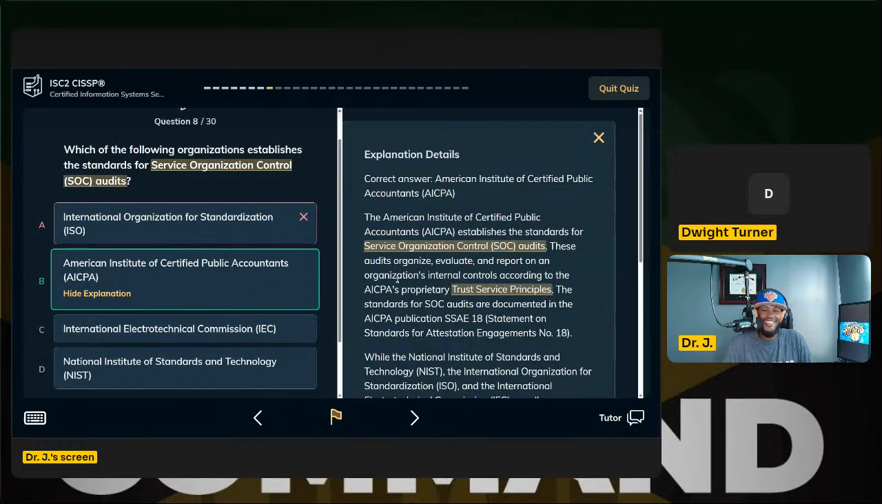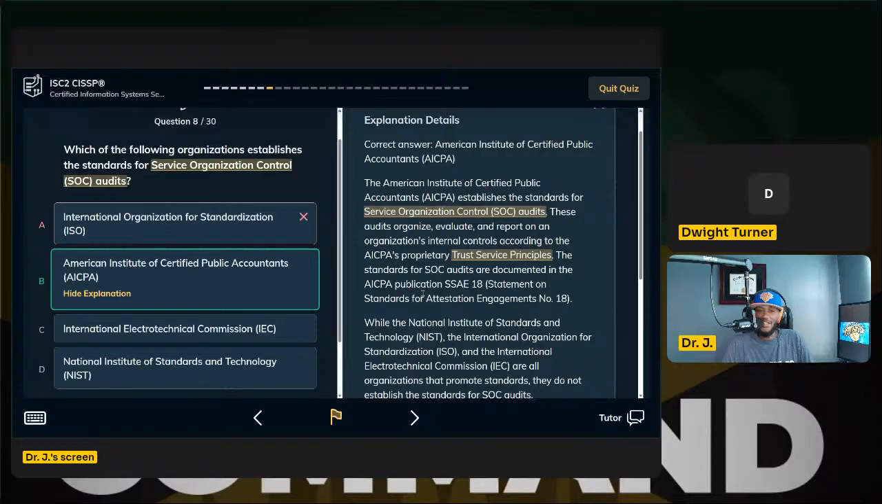Sorry, I should have jumped in on that one. Yo, that threw me for a loop. I thought that was a distraction choice there. Wow. All right. So a lot of these organizations offering your SOC 2 certifications and stuff are CPA firms. Okay. I did not know that.